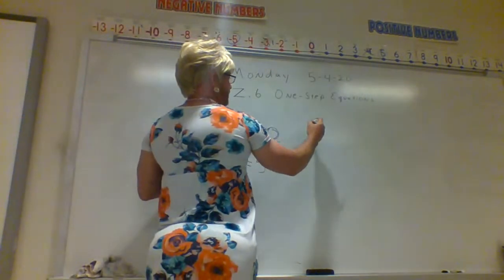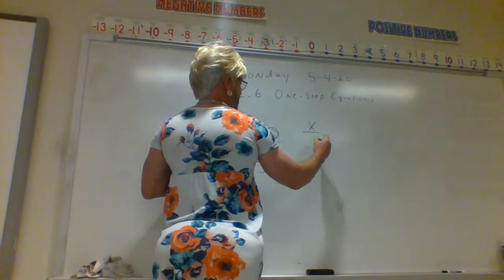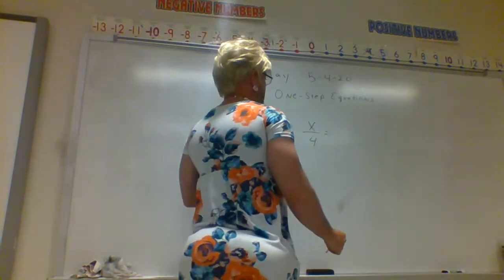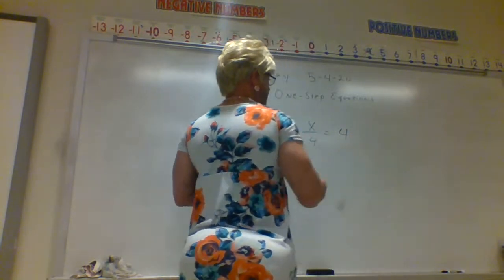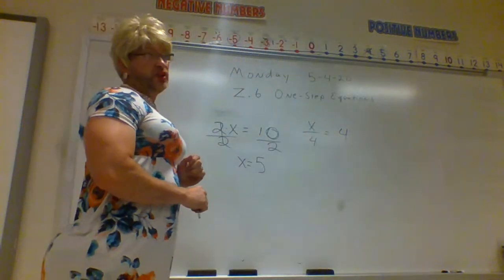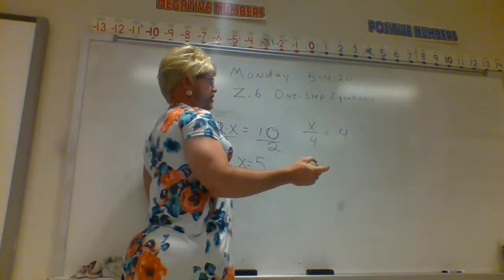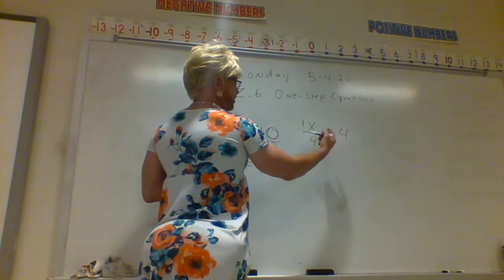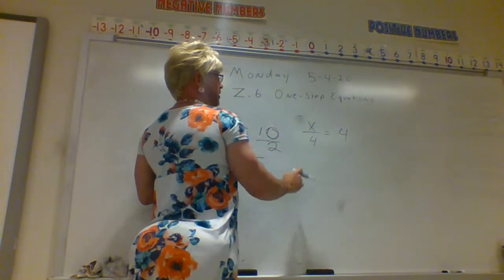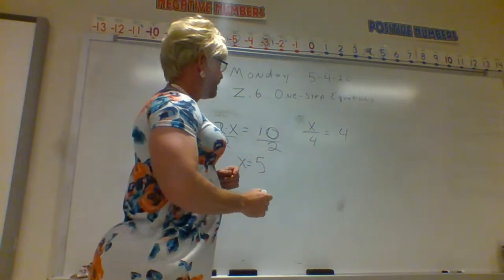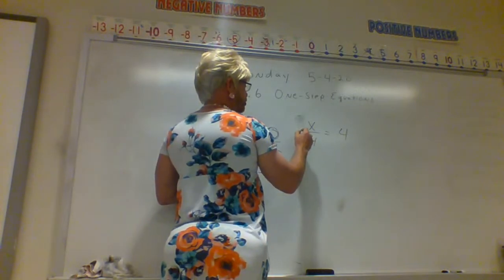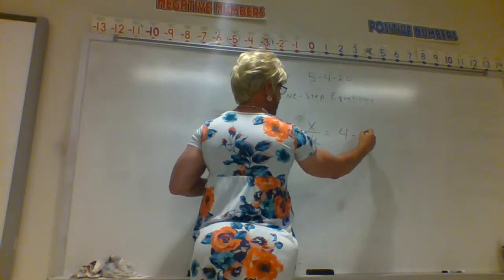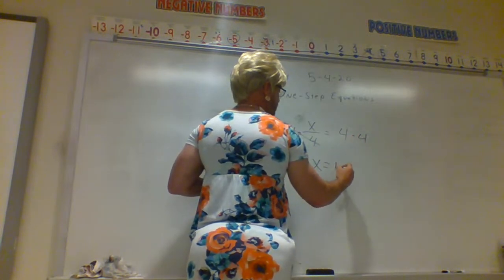Now, on the converse, if they gave us x divided by 4 is equal to 4, again, you might look there and think that the answer is 1 real quick. But it doesn't make sense that 1 divided by 4 is 4. So the opposite of dividing by 4 would be to multiply by 4, cancels, gives me x by itself, multiply by 4, and x would equal 16.